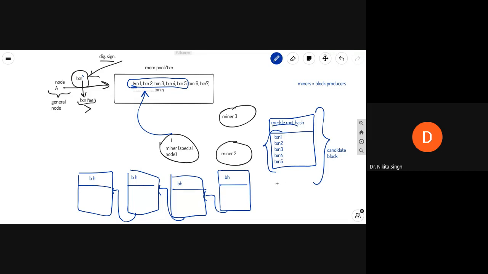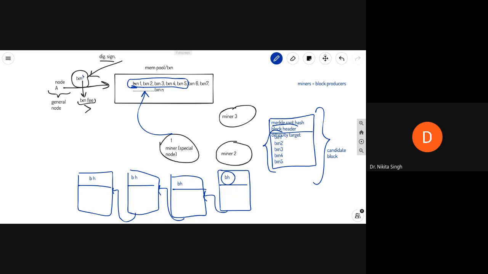So he has to hash these transactions in order to get the Merkle root hash. So he will include the Merkle root hash. He will use the latest block header. He will also include the difficulty target, which has been designated by the Bitcoin protocol. So he will use all three of these things.